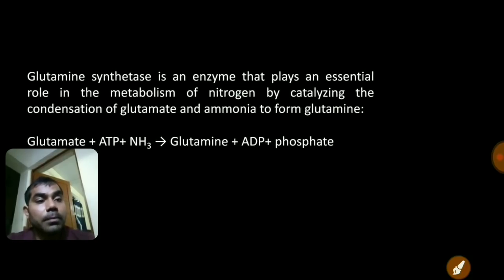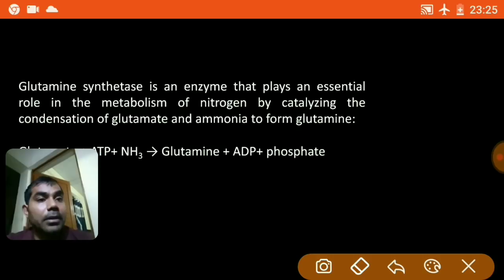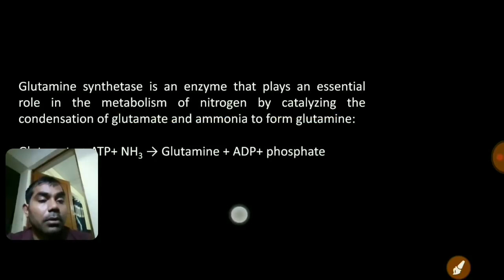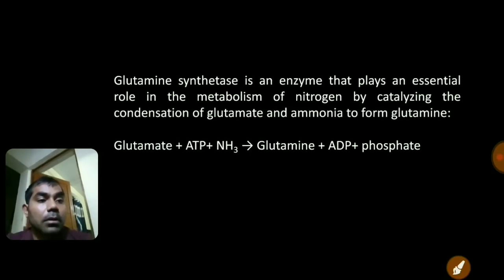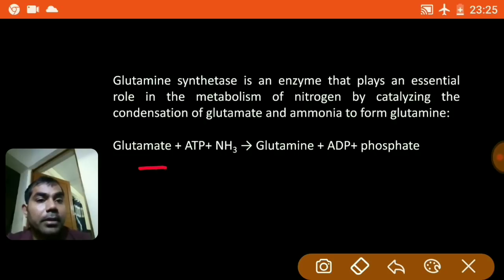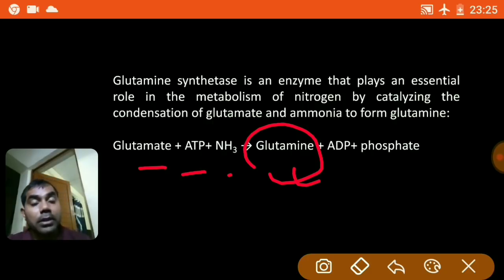Actually, this enzyme has an important, essential role in the metabolism of nitrogen by catalyzing the condensation of glutamate and ammonia to form glutamine. Here we can see that glutamate, in the presence of ATP, because it is an energy consuming process, and ammonia will form glutamine. And this glutamine is used as a base material for the synthesis of protein, or we can say the metabolism of nitrogen. So this is the role of glutamine synthetase.